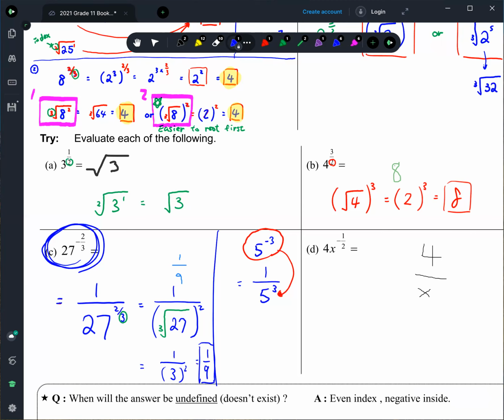So remember this example, okay? This one, very common to flip the exponents, okay? Never flip the exponents.